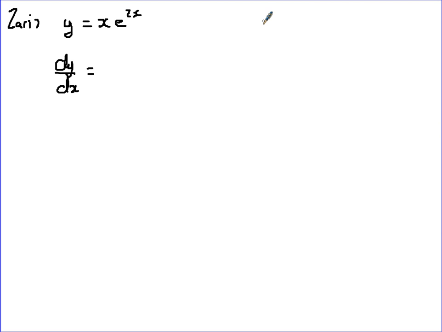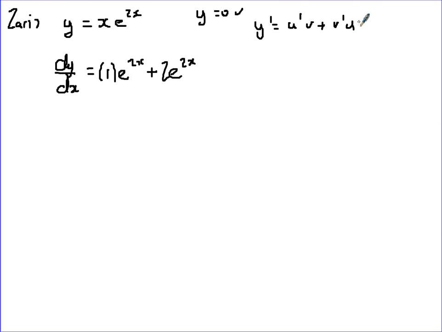And what you're going to use here is that y dash equals u dash v plus v dash u, where y equals u v. So u is our first part here. We differentiate that first, that gives us 1, and then we leave the second one alone. And then the second part is we differentiate this, which will give us 2e to the 2x, and then the u we leave alone, which is just x. At that point, e to the 2x plus 2x e to the 2x is what we're looking for as the answer.